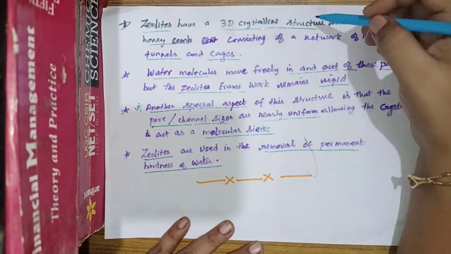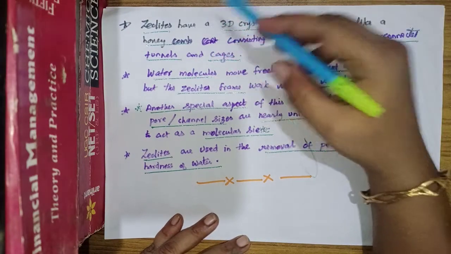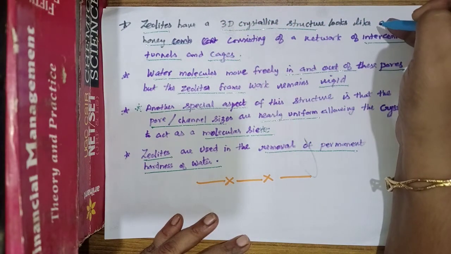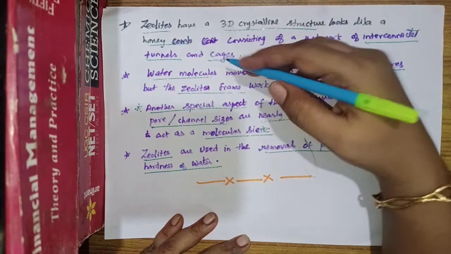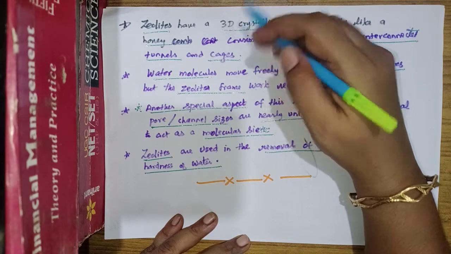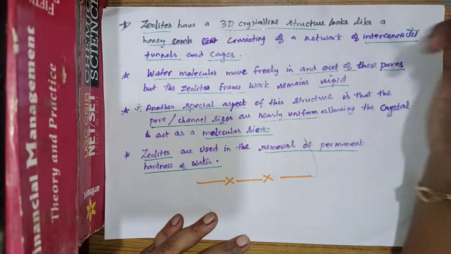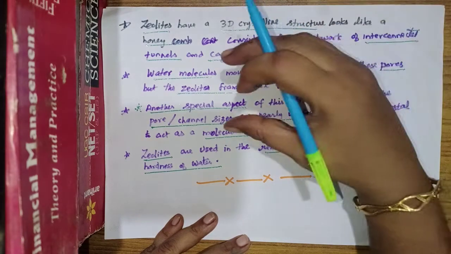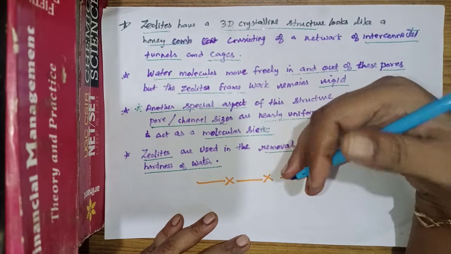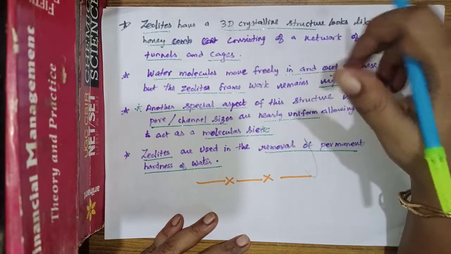Zeolite has a 3D crystal structure that looks like a honeycomb. How does the honeycomb look? Same thing, a 3D structure. It is a network of interconnected tunnels and cages. Water molecules move freely in and out of these pores. So it's a porous structure, meaning the water molecules are loosely bonded and freely move in and out of the pores. But the zeolite framework remains rigid.